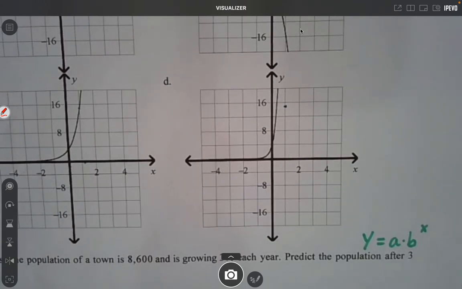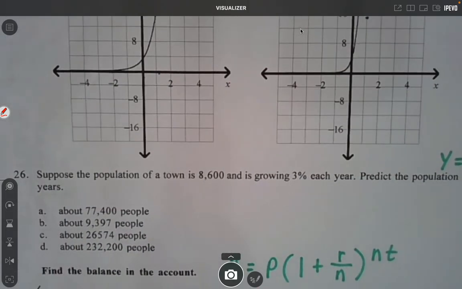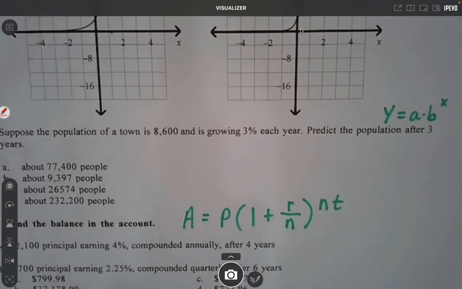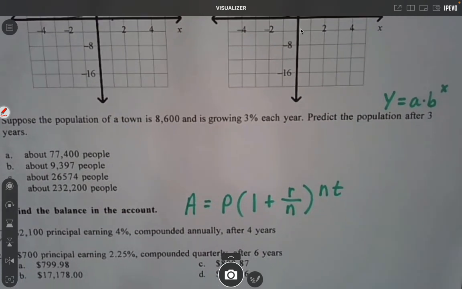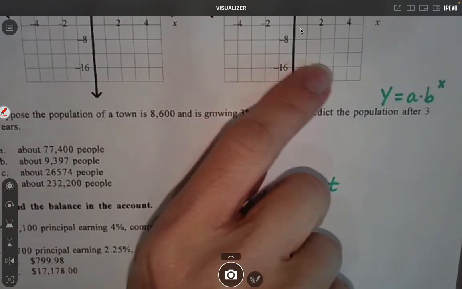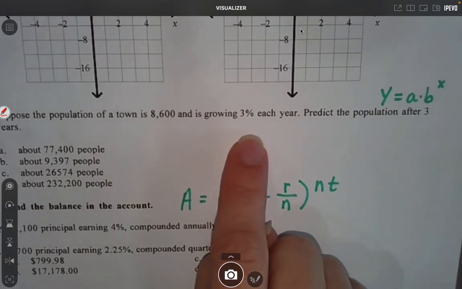Number 26, it says you have this population of 8,600. That's your starting number, right? And it grows 3% each year. If it's growing, what do you have to put out front? 1.03. Do y'all remember that? I just taught this in Algebra 2, so I get confused on what I taught what class. So, does everybody understand that 3% is 0.03?